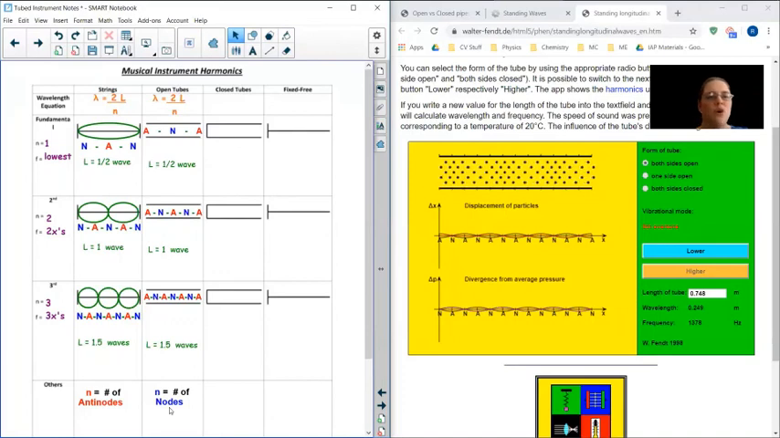Another thing that is worth noting is that for all standing wave harmonics, no matter what it is, strings, open tubes, closed tubes, whatever, as you go up higher in your harmonic number, you are fitting more waves within the same length, which means your wavelength goes down as your frequency goes up. That's also kind of important to note.